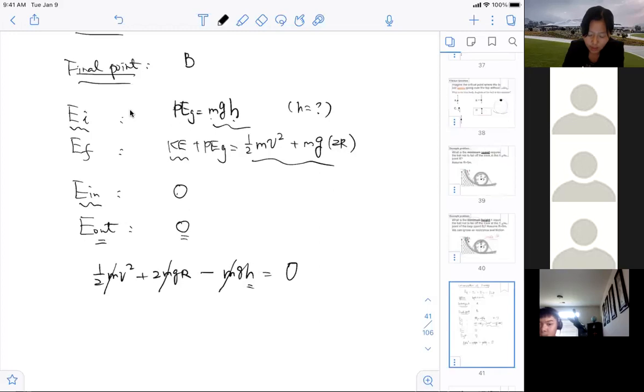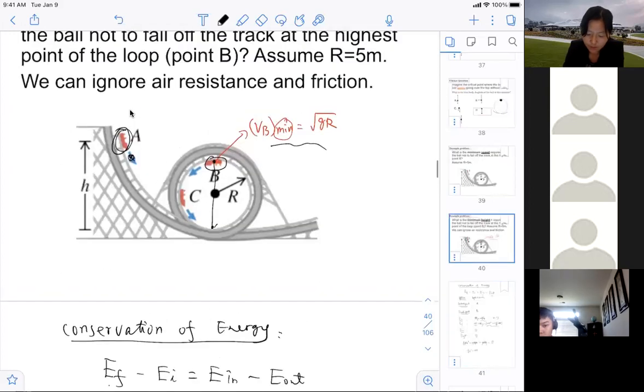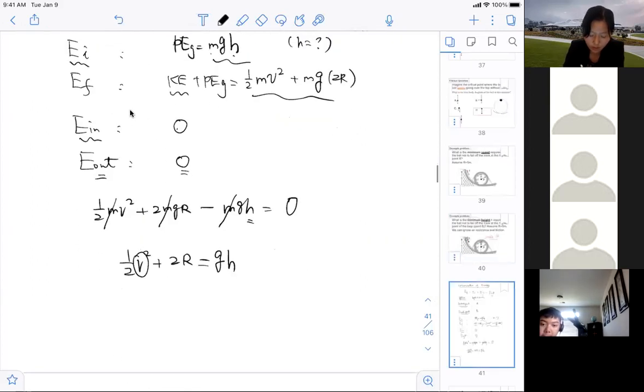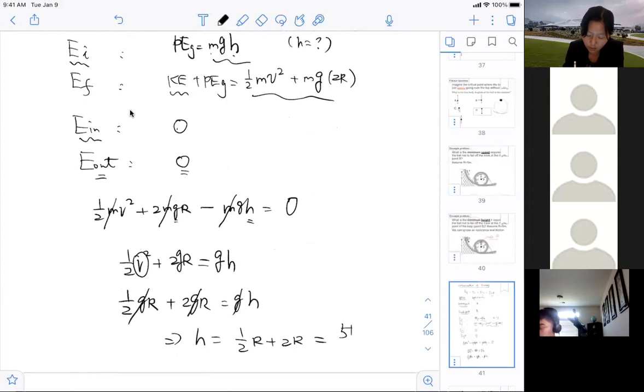Okay, so it looks like 1/2 v squared plus 2gR is equal to gh. And v, we had just solved, v is the square root of gR. So it becomes 1/2 gR plus 2gR equals gh. Again, we can cancel our g. And our height would just be 1/2 R plus 2R, which is 5R over 2. So you need to go 5R over 2 to make it over. You need to go more than the diameter, more than twice the diameter to make it over.